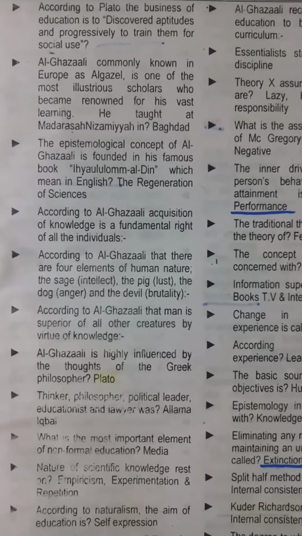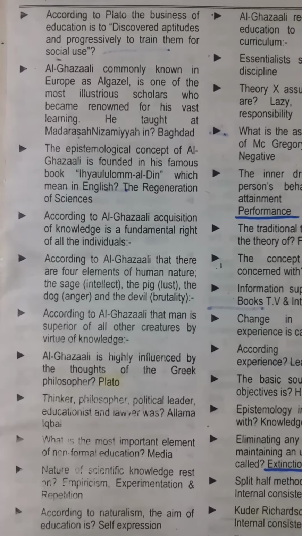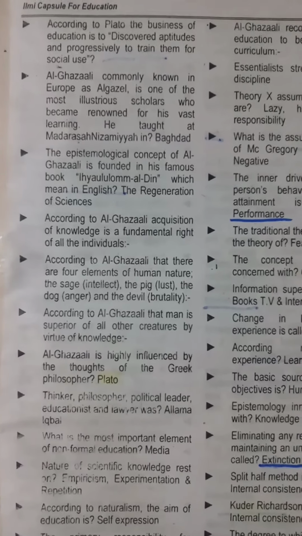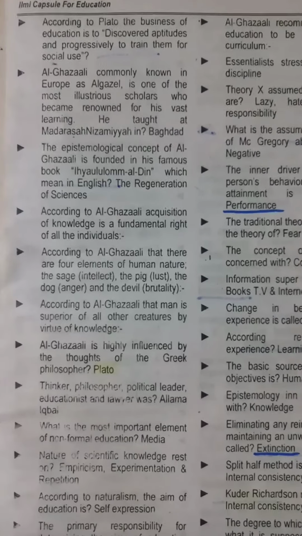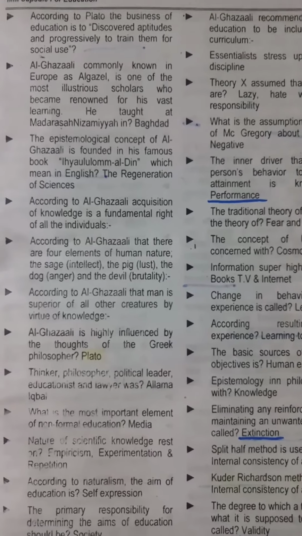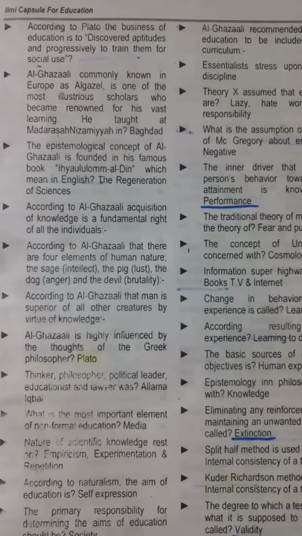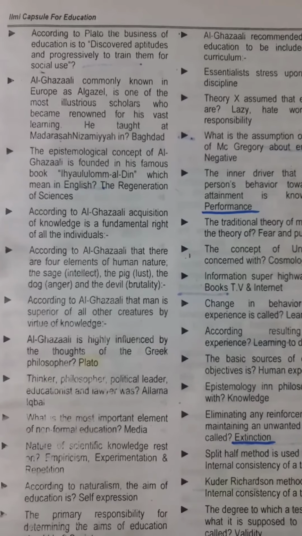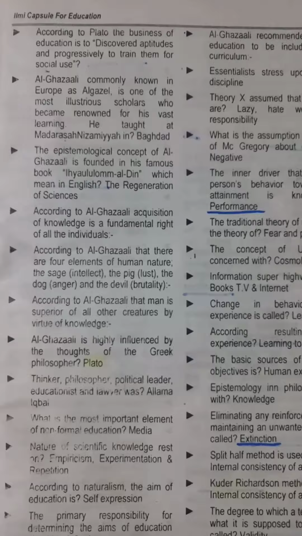According to Al-Ghazali, acquisition of knowledge is a fundamental right of all individuals. According to Al-Ghazali, there are four elements of human nature: the sage, intellect; the pig, lust; the dog, anger; and the devil, betrayal.